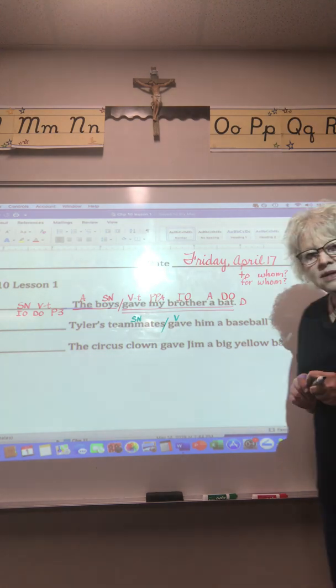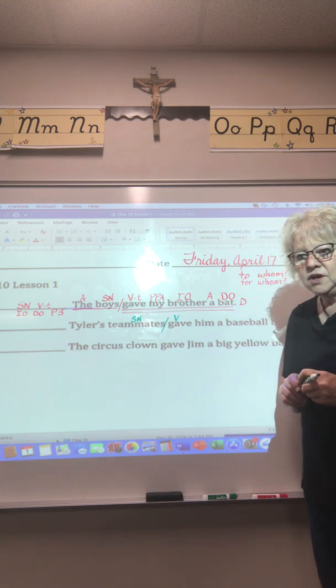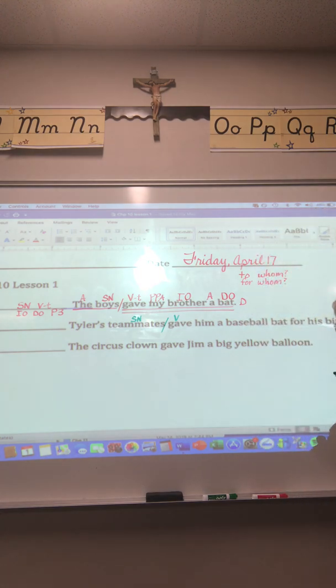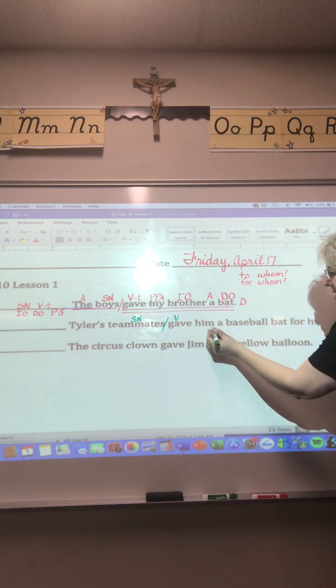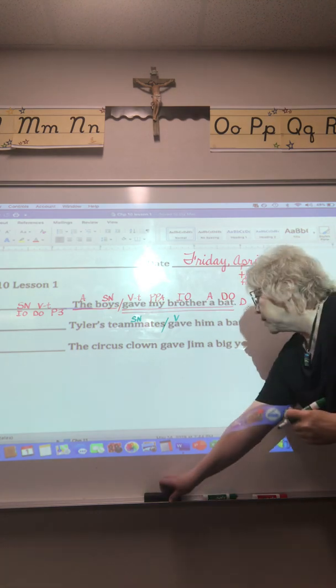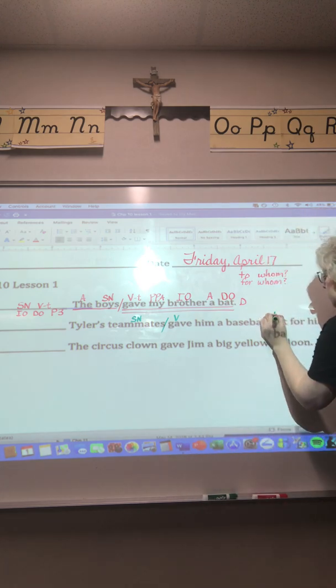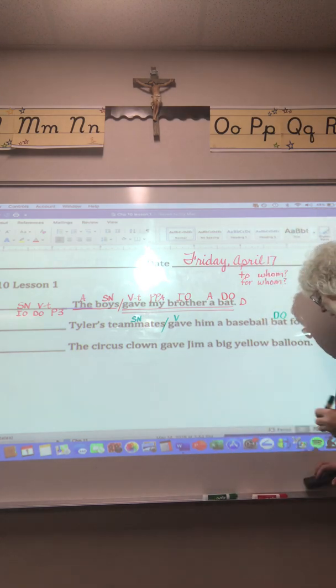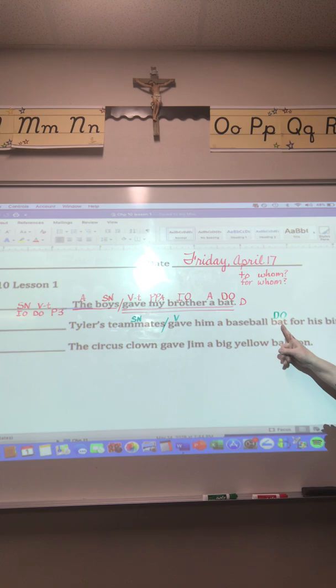What did they give? Look for what they gave. They gave a bat, didn't they? Tyler's teammates gave him a baseball bat. So they gave the bat. That's your direct object. And who was the bat given to?